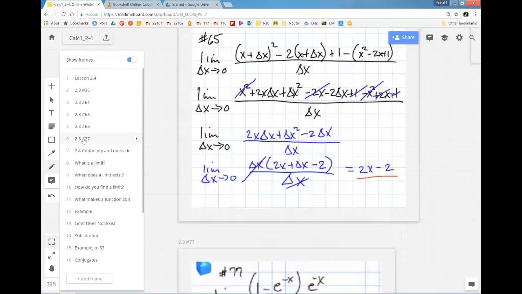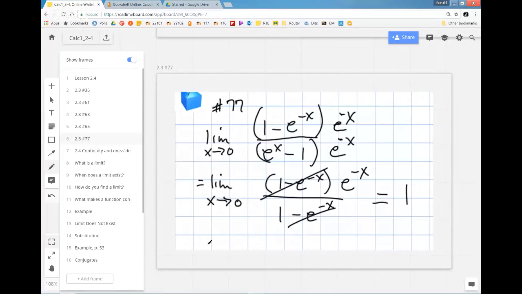Let's take a look at number 77. Now, this one is kind of tricky. The problem was just 1 minus e to the negative x over e to the x minus 1. As x approaches 0, we have a problem, because e to the 0 power is 1, and 1 minus 1 is 0, so we cannot substitute.